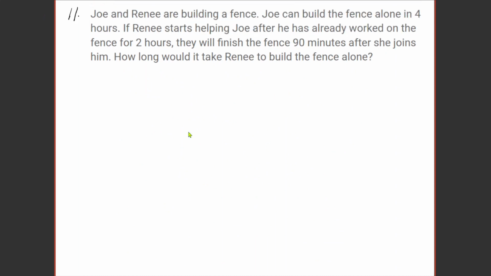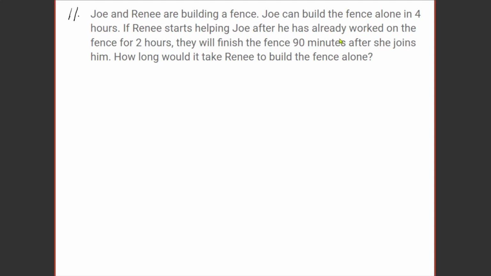Okay, Joey and Rainy are building a fence. Joe can build the fence alone in 4 hours. If Rainy starts helping Joe after he has already worked on the fence for 2 hours, they will finish the fence 90 minutes after she joins him. How long would it take Rainy to build the fence alone?